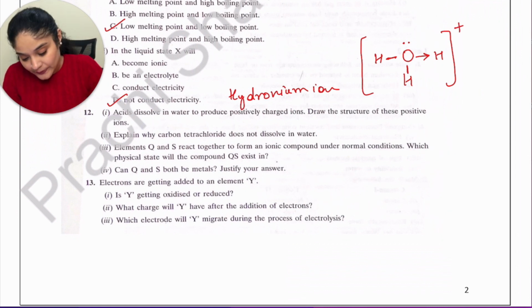Now, moving on, explain why carbon tetrachloride does not dissolve in water. It does not dissolve in water because it is a covalent compound. So I'll just write it here, covalent compound.